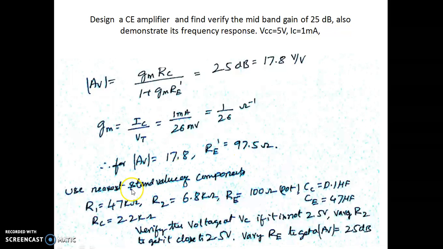So using these values which are nearest to the available design values, R1 is 47K, R2 is 6.8K, RE is 100 ohm, the coupling capacitor is 0.1 microfarad, the emitter bypass capacitor is 47 microfarad, and this RC is 2.2 kilo ohms. So we have to verify the circuit, whether the collector voltage is close to 2.5 or not. If it is not 2.5, we may have to slightly adjust R2 and change the value of RE so that it is close to 97.5 and we again get AV equal to 25 dB.